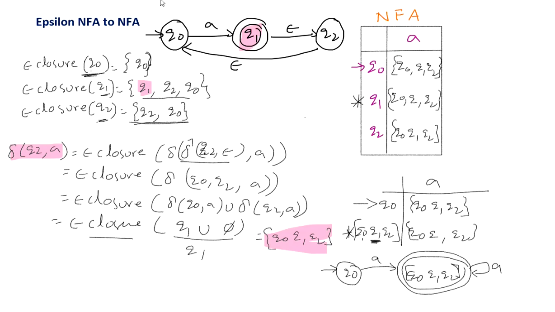By seeing this DFA, we can define the language L as: minimum string is A and it can have any number of A's, so we can write it as A power n where n is greater than or equal to 1. This is how we can convert epsilon NFA to NFA and NFA to DFA.